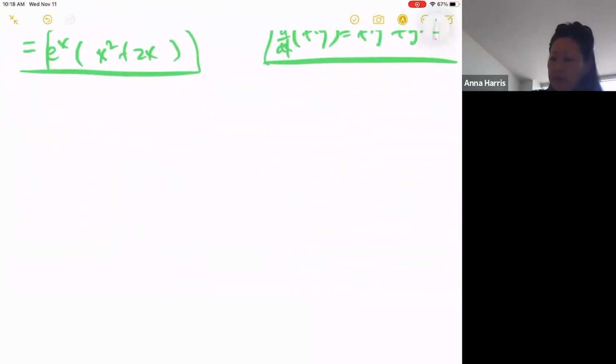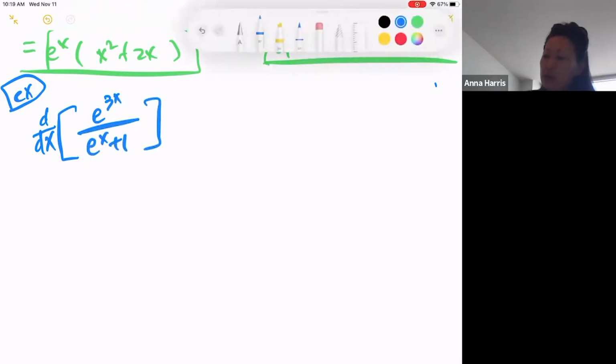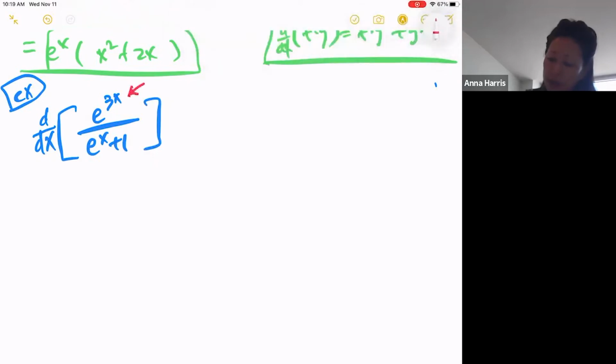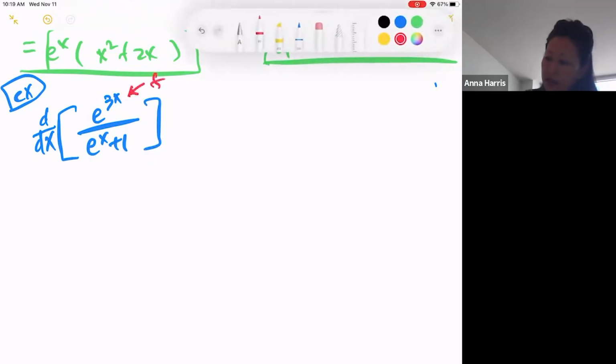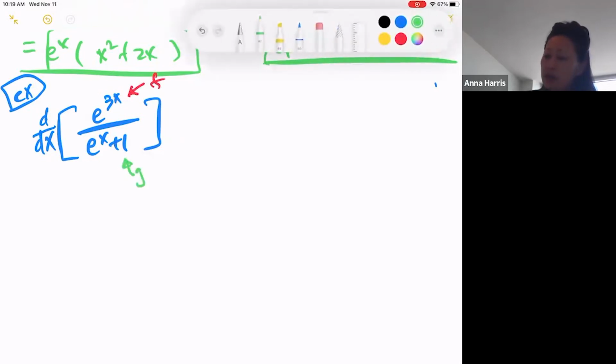Another one was the derivative of e to the 3x, everything over e to the x plus 1. All right, so I want my numerator to be my f, and I want my denominator to be my g. So we're going to write down what they are.